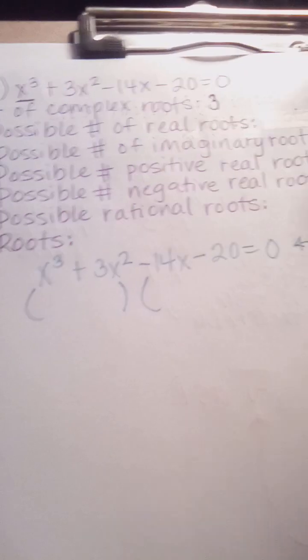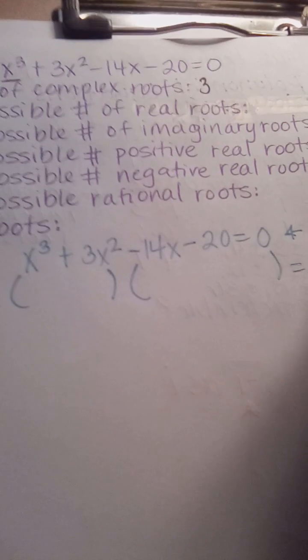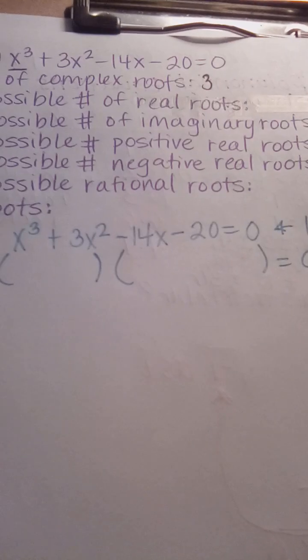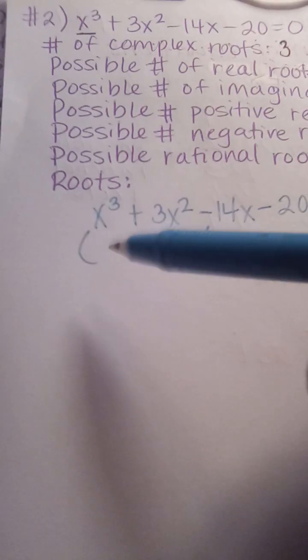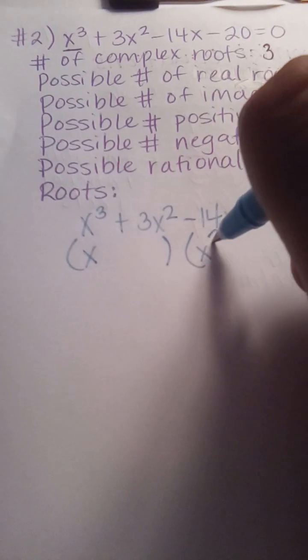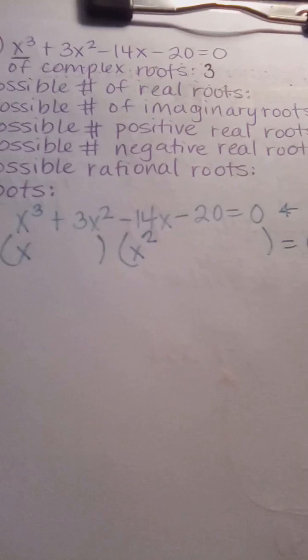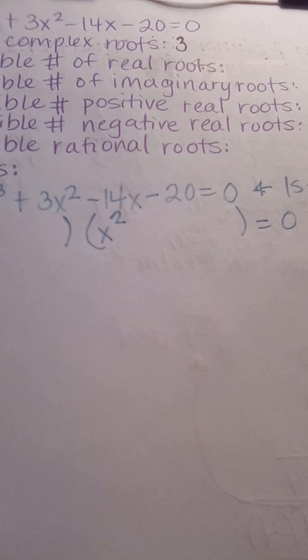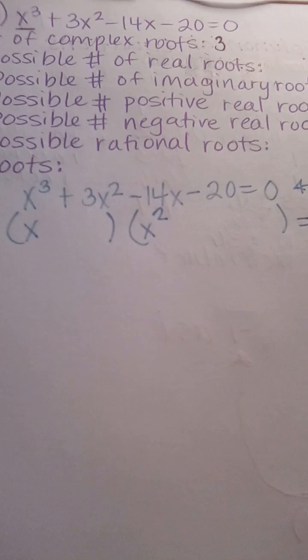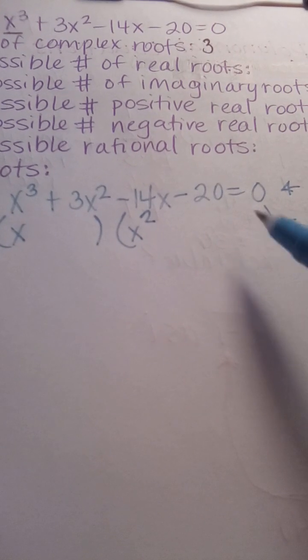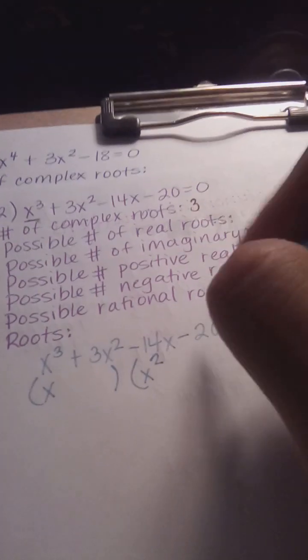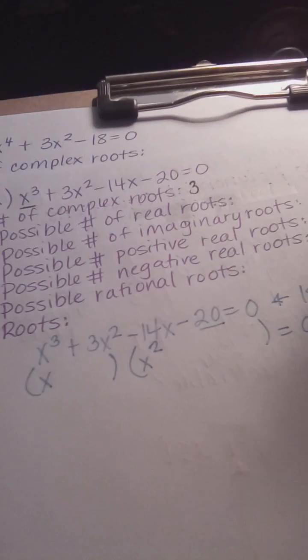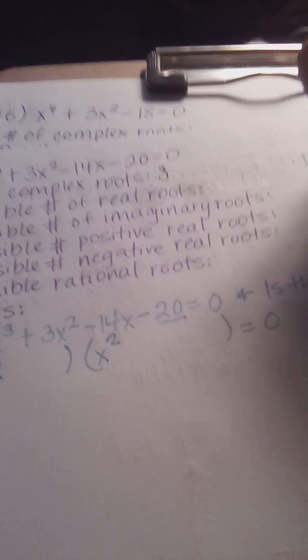We have two factors, right? All right, like this. We know that x would go inside here first. X cubed, x squared goes in the second, in the long one. All right, so far so good. All right, let's look at the factors of 20. Right, factors of 20.